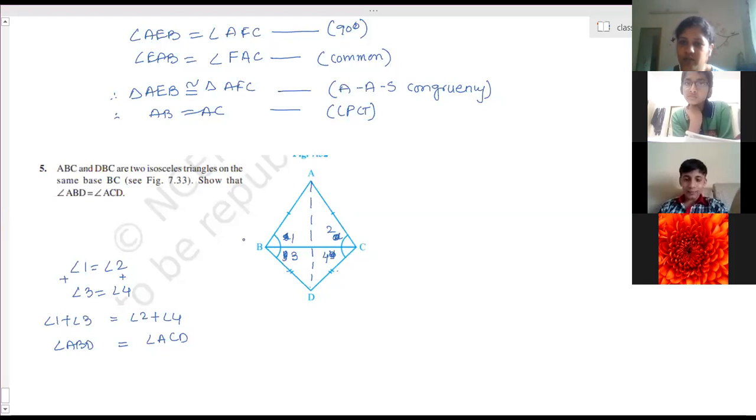Ma'am, that can also be done in the exam? Any method you can use. Ma'am, but in the exam they expect the way Anurag said, I guess, because it's congruency. No, no, no. Both are right.